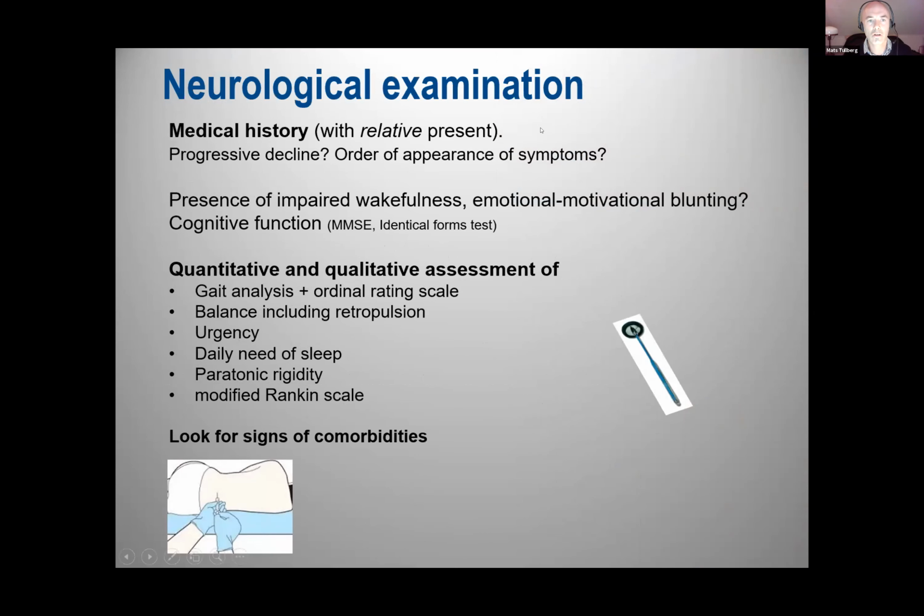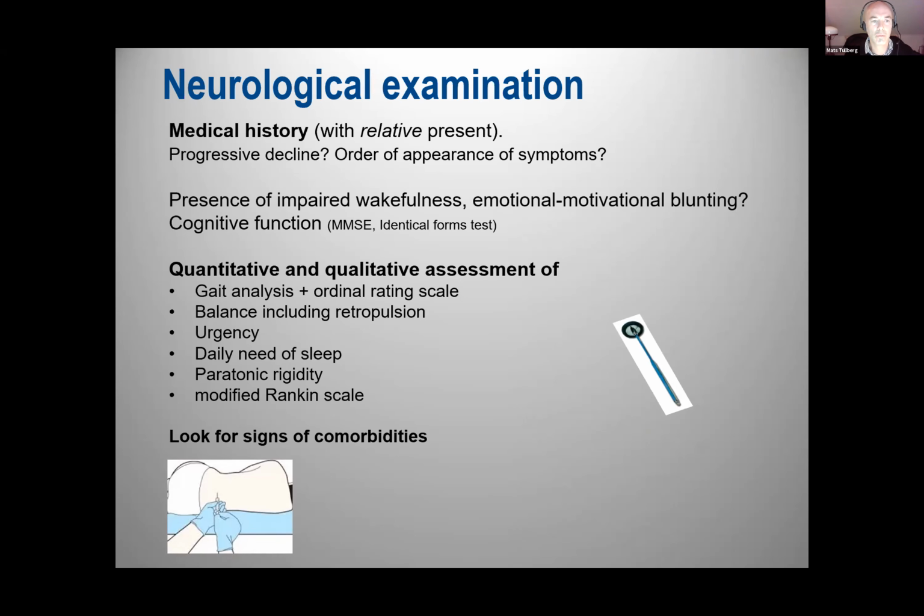So the neurological examination can consist of these items. This is from my setting. The medical history is very important. You should usually have a relative present who can give you information. Is there a progressive decline? The order of appearance of symptoms is important. For instance, dementia with the early onset of memory deterioration.